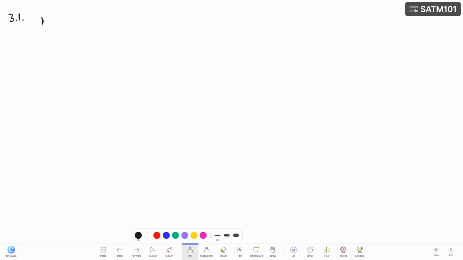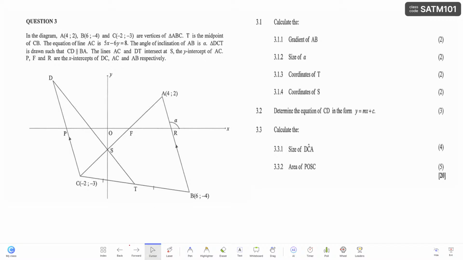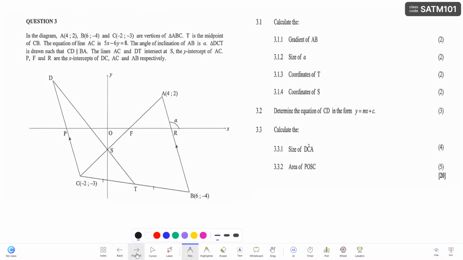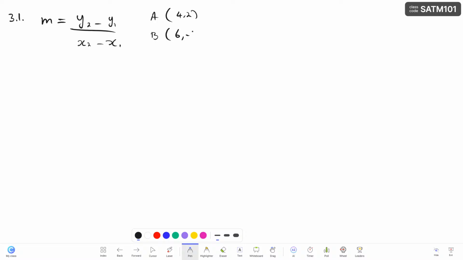3.1. The formula of a gradient is going to be, we start by y. You also have a formula sheet at the back of your question paper. You can check if you forget the formula. So it's y2 minus y1 divided by x2 minus x1. Having our points A and B, point A is 4 and 2. Point B is 6 and -4.